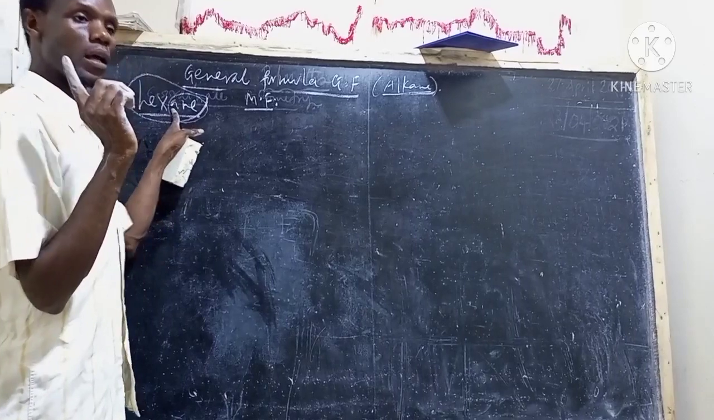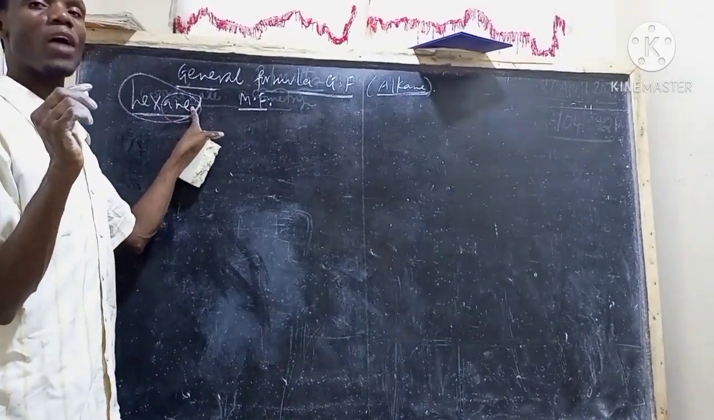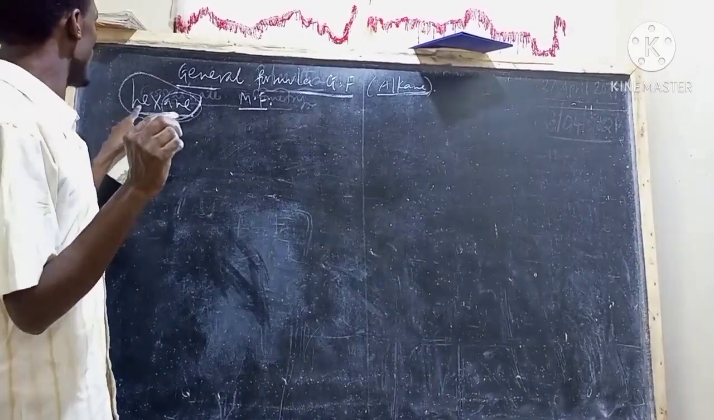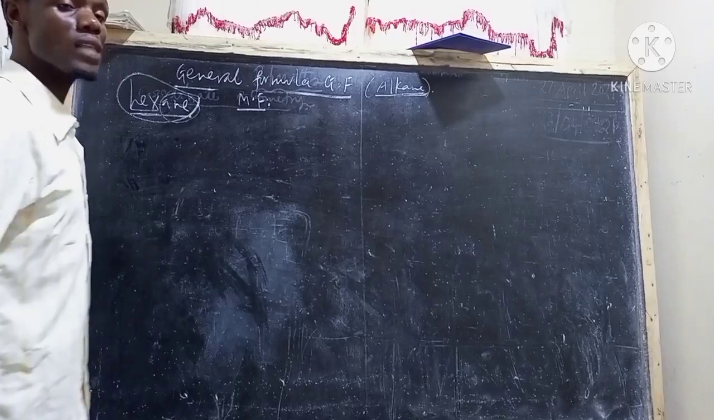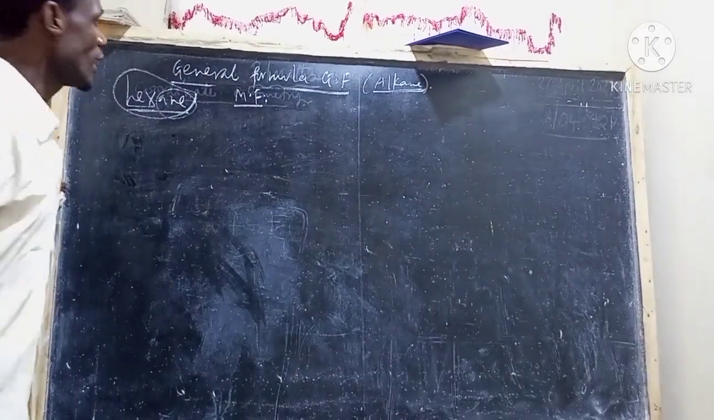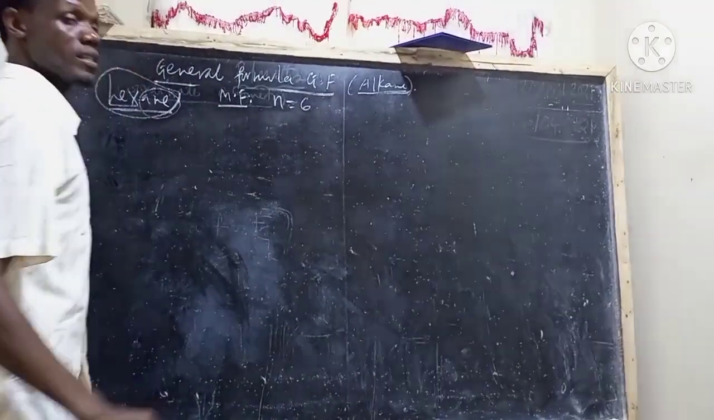That is the one. I know it is an alkane because of the A and E ending. It is called an alkane. Then, how many carbon atoms are there because of this hex? It means it is a Greek number, 6. Now here, n is equal to 6. The number of carbons is 6.